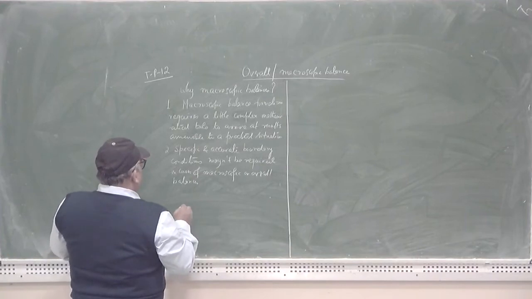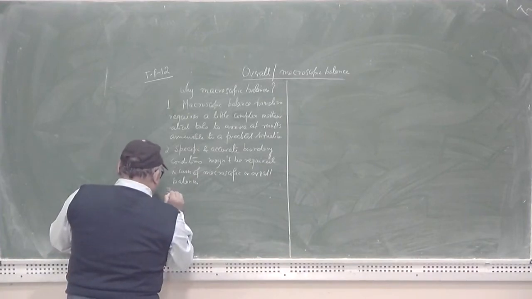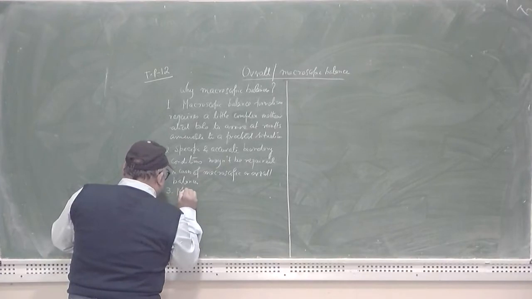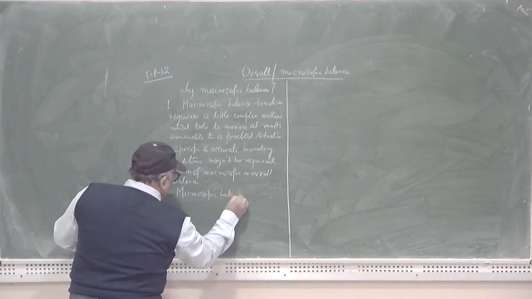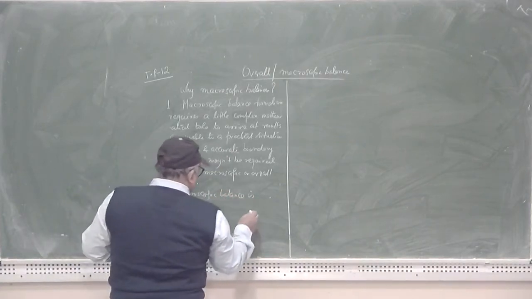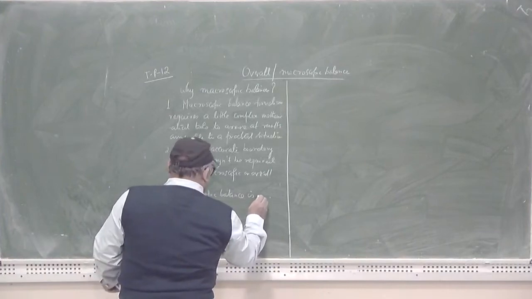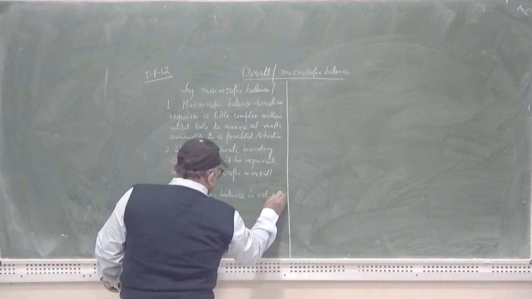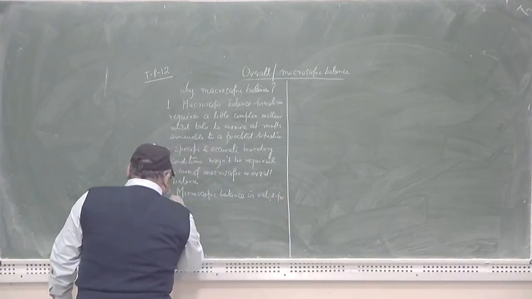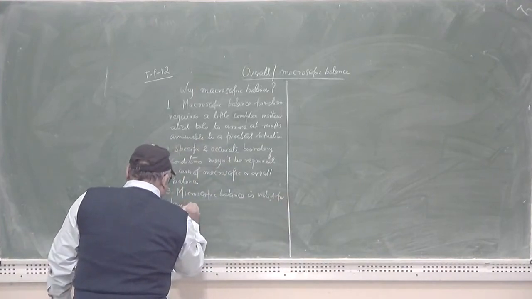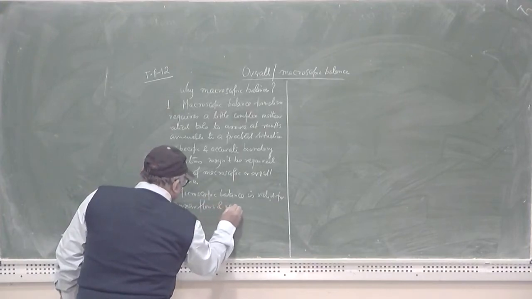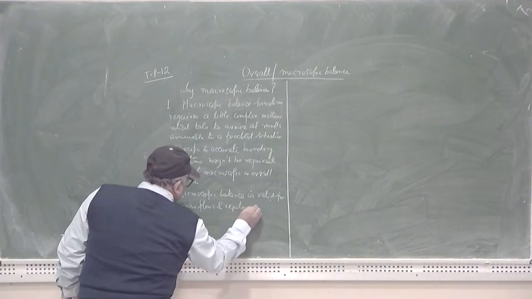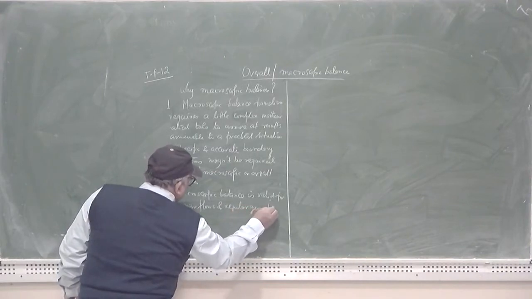So third thing is the microscopic balance. I am talking about microscopic balance. Microscopic balance is valid for laminar flows and regular geometries only.